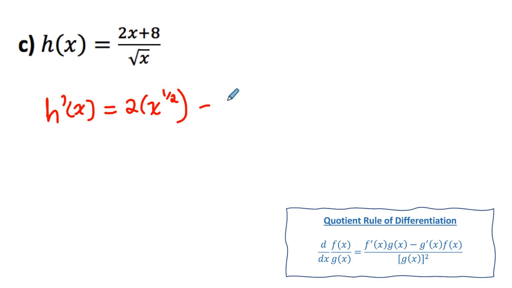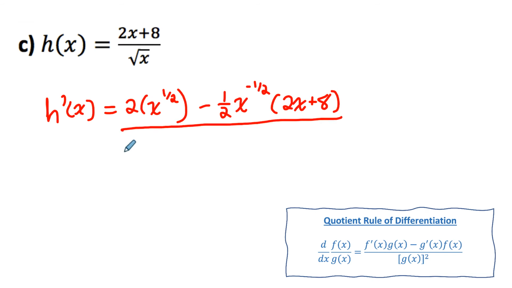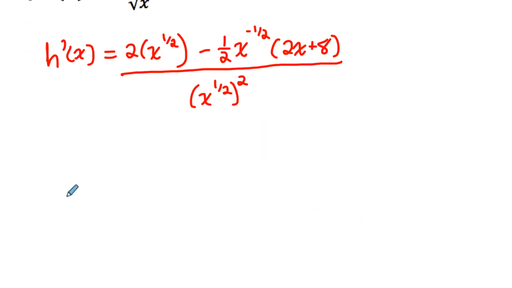and like I said, this root x is x to the half, so when I do the derivative of it using the power rule, I will get a half x to the negative a half, and that needs to be multiplied by the top function, 2x plus 8. And this is all over the bottom function, root x, which I'll write as x to the half, squared. Okay, we need to do some simplifying here.